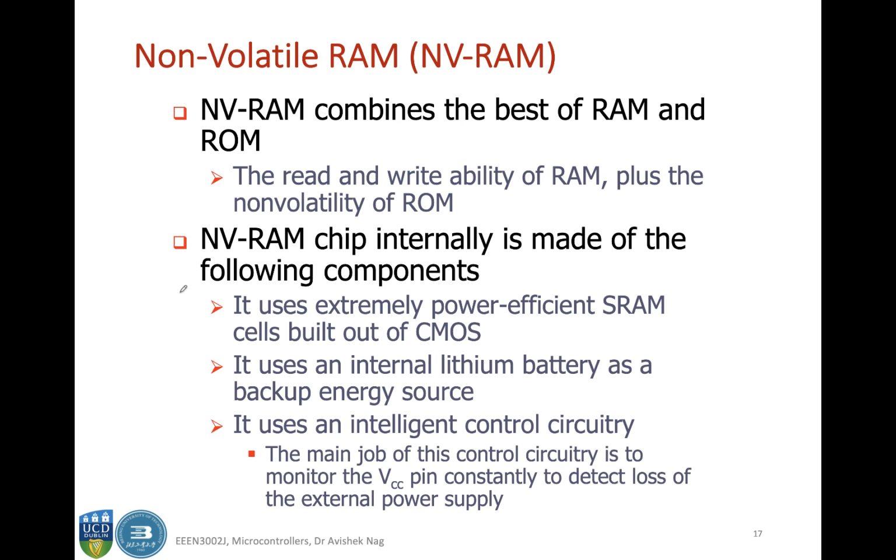Next comes the non-volatile RAM. Non-volatile RAM combines the best of RAM and ROM, actually: the read and write ability of RAM plus the non-volatility of ROMs. An NVRAM chip is internally made of the following components. It uses extremely power-efficient SRAM cells built out of CMOS. And then, this is interesting, it uses an internal lithium battery as a backup energy source, and this actually provides the non-volatility.